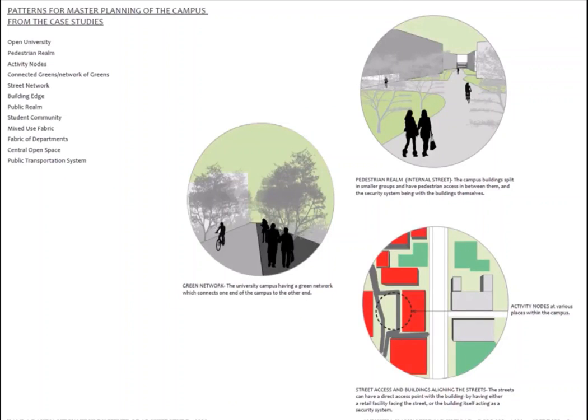Here are the patterns that were derived from the case studies of various campuses around the world: Open University, Pedestrian Realm, Activity Nodes, Connected Greens, Street Network, Building Edge, Public Realm, Student Community, Mixed Use Fabric, Fabric of Departments, Central Open Space, and Public Transportation System.